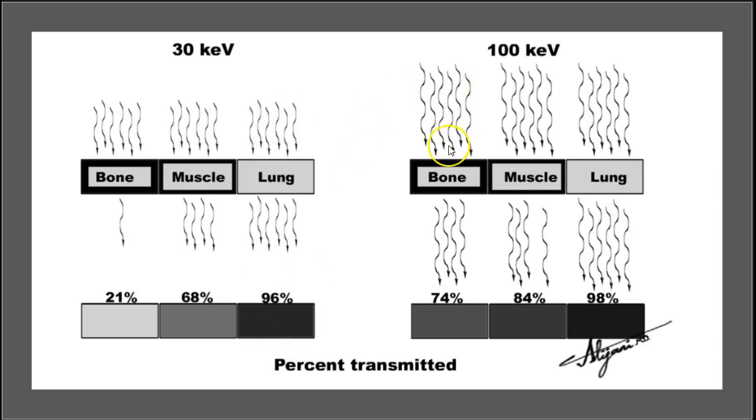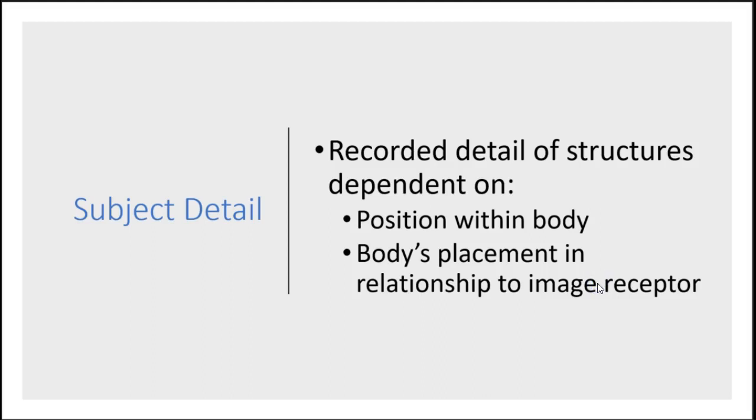With 100, you can see with bone, more transmitted, so we're going to have a darker shade. With muscle, a lot more are going to get through, and with lung, we have quite a bit coming through. So we're not going to be able to pull out shades of gray if we're not careful.